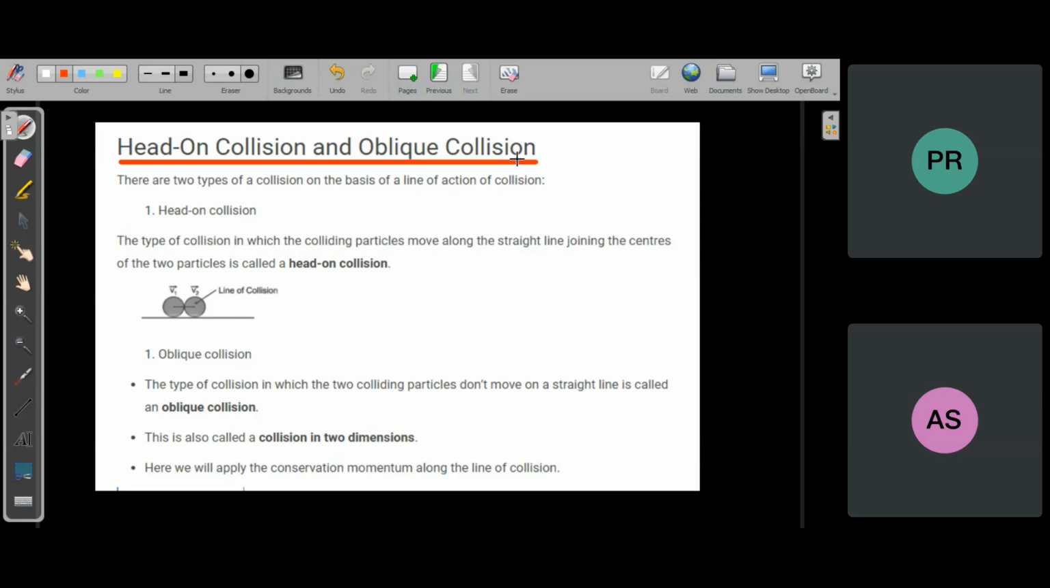Now, head-on and oblique collision. Collisions can be classified in two different ways: first is head-on collision, second is oblique collision. So let's try to understand head-on collision. It is a type of collision in which the particles move along the line joining the centers, before the collision and also after the collision.